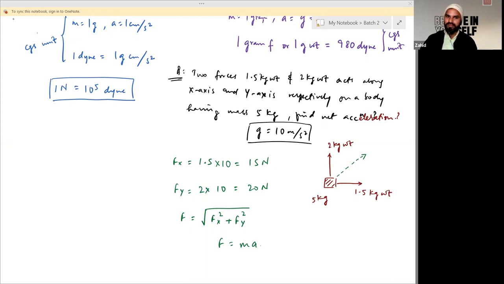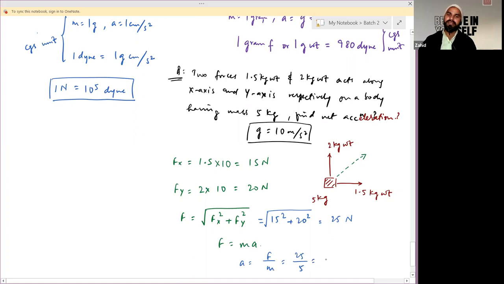If you put the value of Fx and Fy in this expression, Fx is 15 squared, Fy is 20 squared, root under. 15 square is 225 and 20 square is 400. So it will be 625, or it will be just 25 Newton. So acceleration will be force divided by mass. So it will be 25 by 5, that is 5 meter per second squared. Good, Arslan.